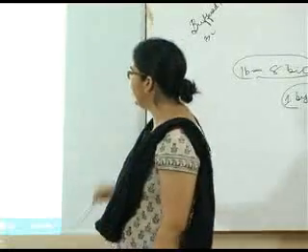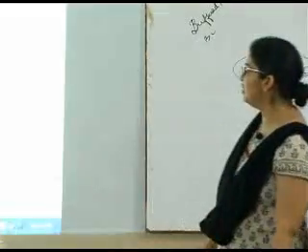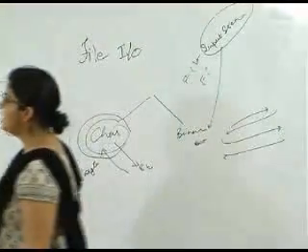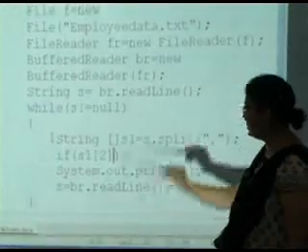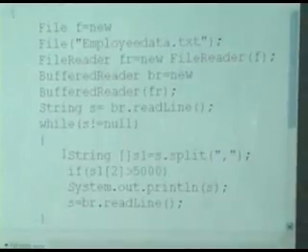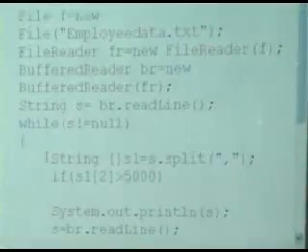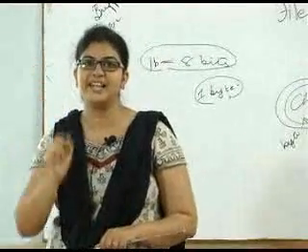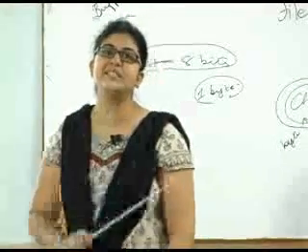So I am going to check over here, just put an if statement, if s1 of 2, that is nothing but the salary, is greater than 5,000. Then what am I supposed to do? I am supposed to write it into another file called goldenemployees.txt, the name as well as the salary.